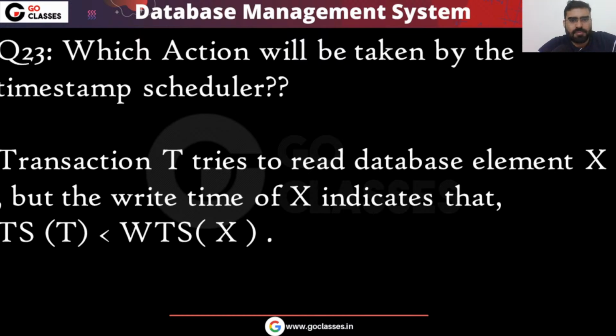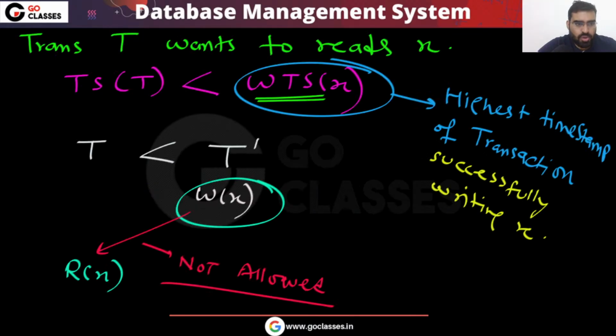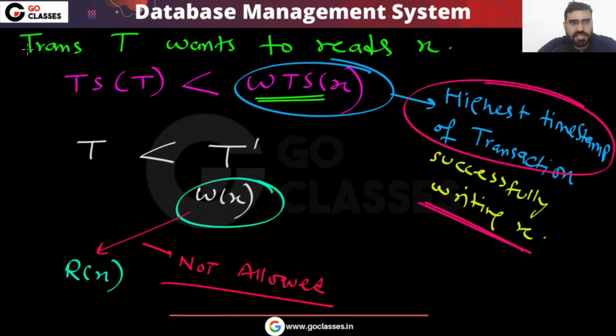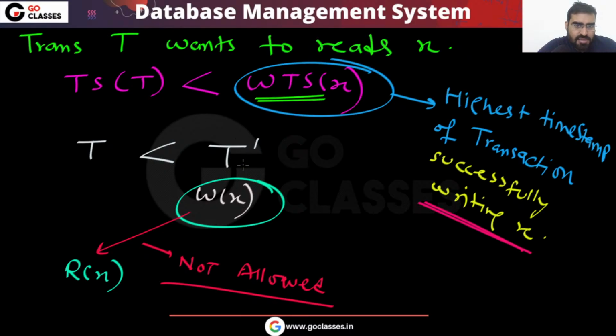Hi everyone. Is this question clear to everyone? The write timestamp of X means who is writing X, so which is the youngest transaction to write X? There is a younger transaction that has already written X. Then this transaction T is reading X. So this is not allowed. In this situation, what will happen? This is unsuccessful, correct? This is unsuccessful.